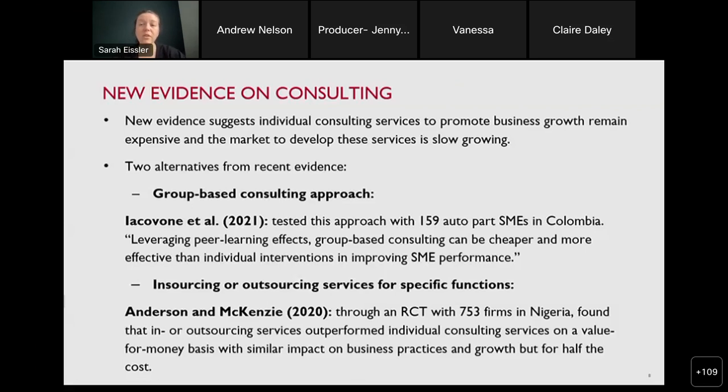So hence, with consulting services, firms might still need to overcome financial constraints and uncertainty before deciding to pursue this option. So more evidence is needed to understand the impact of different types of consulting services and options for promoting growth among newer or smaller businesses.